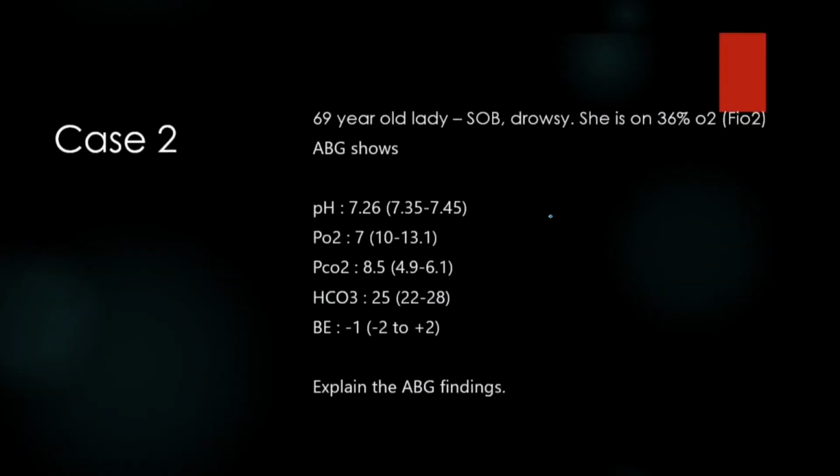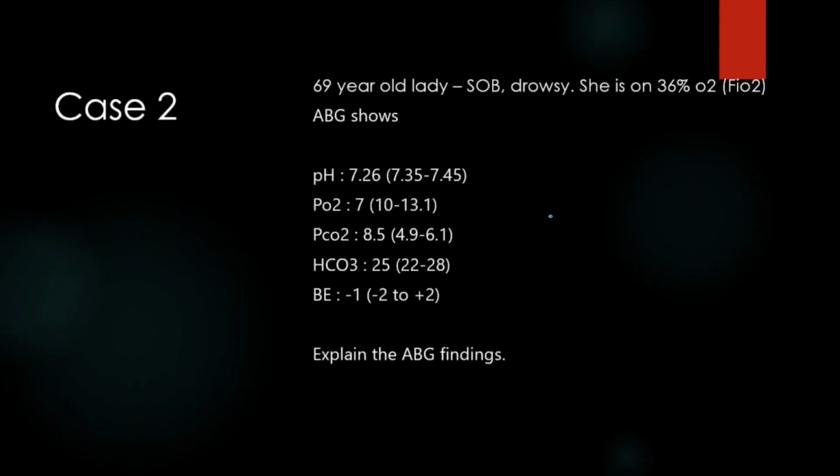Moving on to the next question. You can pause the video now. So we have a 69-year-old lady who's short of breath and drowsy, and she's on 36% FiO2, which means that her PO2 ought to be around 26, but it's way below at 7. So let's have a look at the pH then. She's acidemic. She is quite hypoxic, so she's already in respiratory failure.